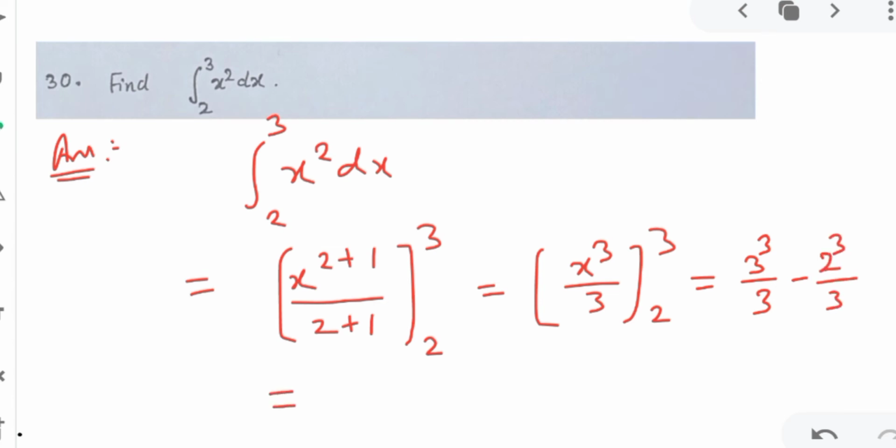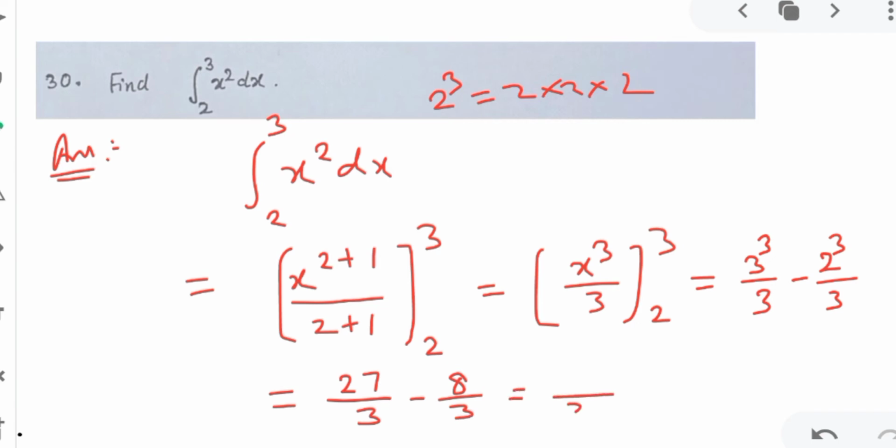When you simplify, 3 cube is 3 into 3 into 3, 27. So 27 divided by 3 minus 2 cube. 2 cube means 2 into 2 into 2, correct? It means 2, 4, 8. So it is 8 upon 3. Now 3 is the LCM, so 27 minus 8, and 27 minus 8 means 19. So 19 and the denominator is 3. So 19 divided by 3 will be our answer.